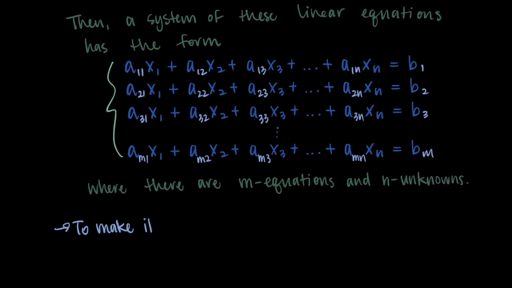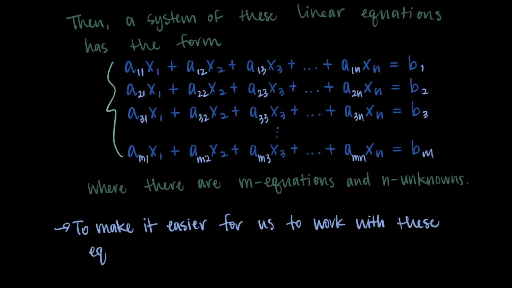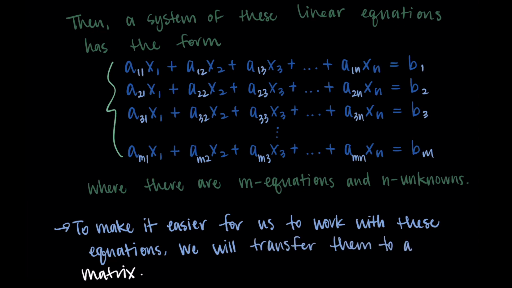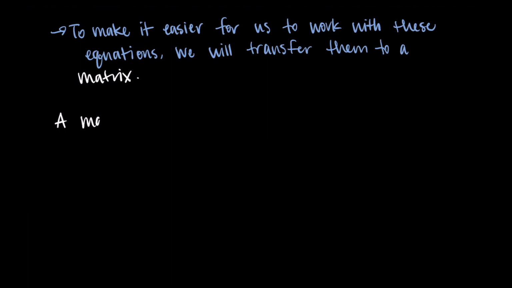So rather than having all of these variables and everything written out here, we're going to transfer this to a matrix. So you can see already that now that I have more than 2 or 3 equations, it's getting really complicated, especially with so many variables. And so what we're going to do is make it into a matrix.